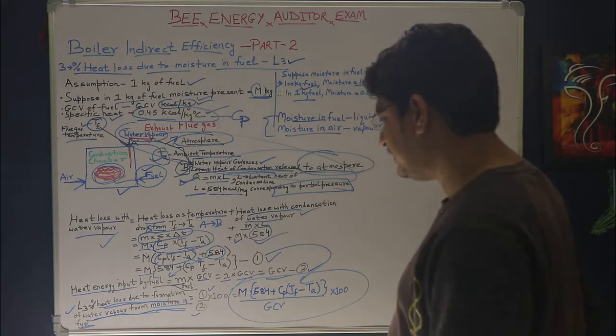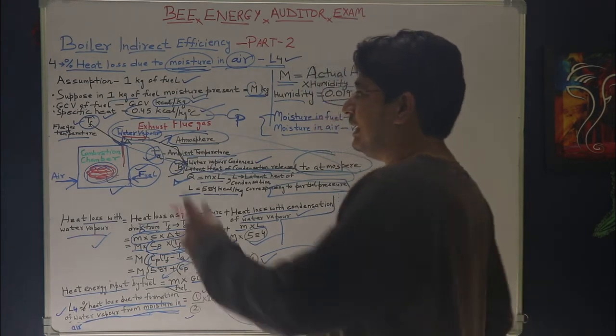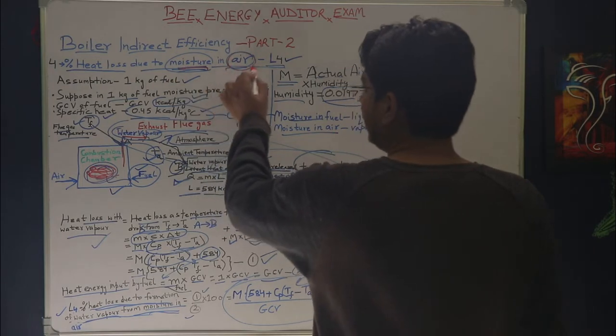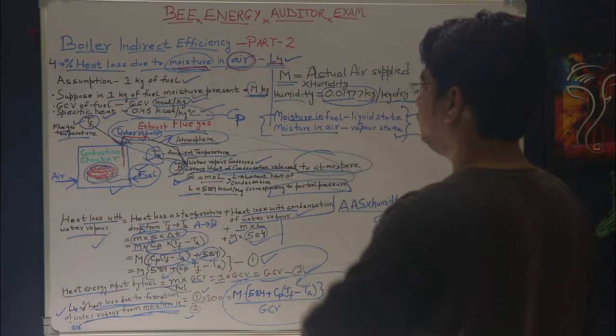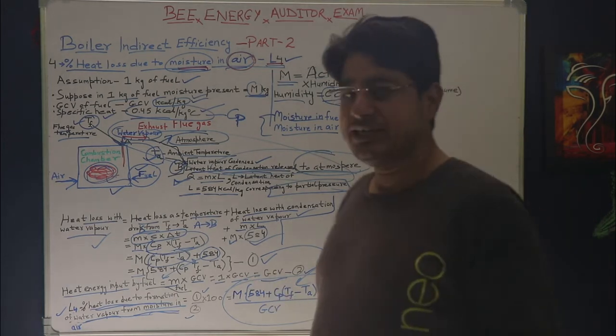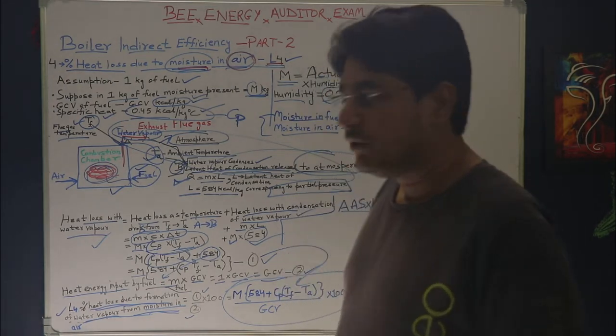You must have got the concept of how the value of L3 percent is calculated. Now I will be considering the fourth loss, that is heat loss due to moisture present in air, and I will be terming it as L4. So friends, as you all are aware, moisture is present in air and it is basically defined in terms of humidity.